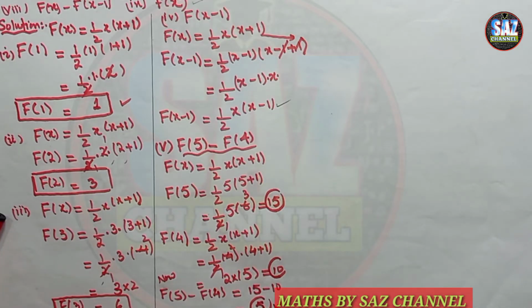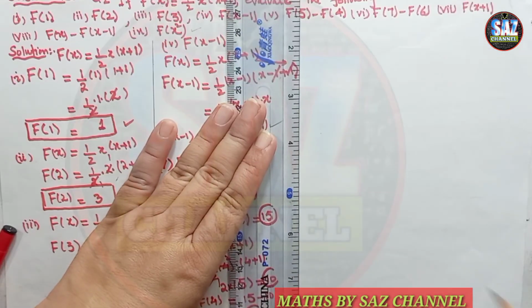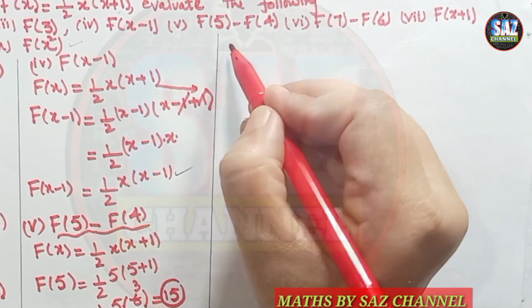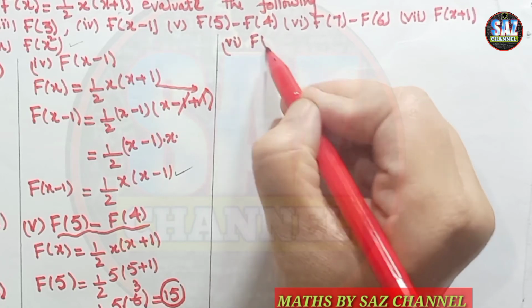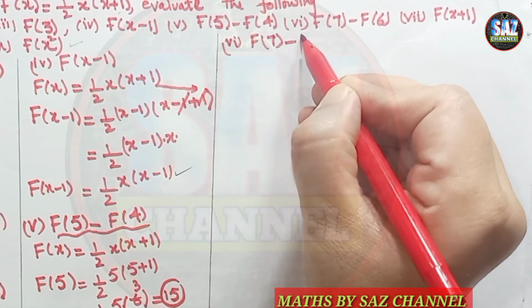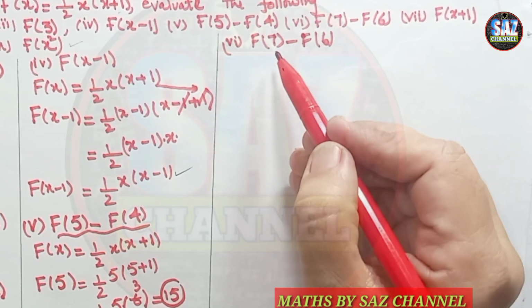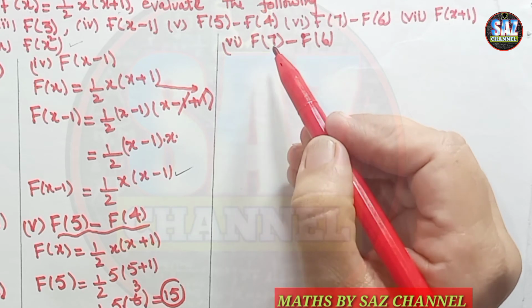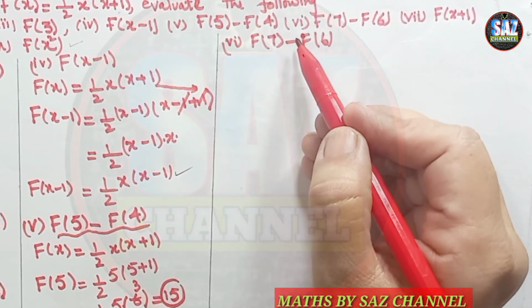Let's move to the next part of the question, and that is that we have to evaluate f of 7 minus f of 6. Sixth part is f of 7 minus f of 6. Again, for the evaluation of this part, first of all, we have to evaluate the function at 7, then at 6, and then we have to take the difference between the values.